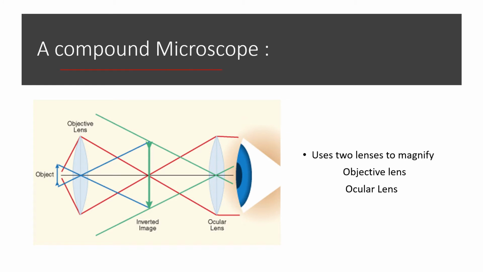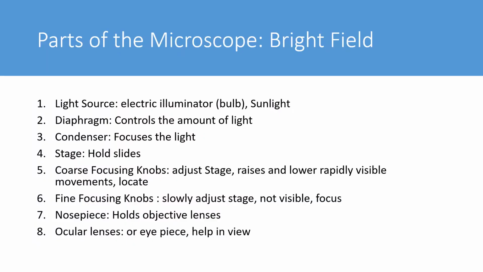Right here, a compound microscope that uses objective as well as ocular lenses. Okay, now the parts of the microscope. There are eight basic parts for a bright field microscope or any light microscope. First is the light source. It could be a bulb or it could be sunlight that provides light to the microscope.